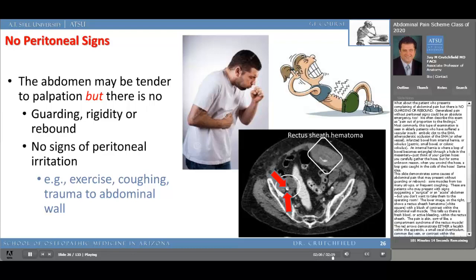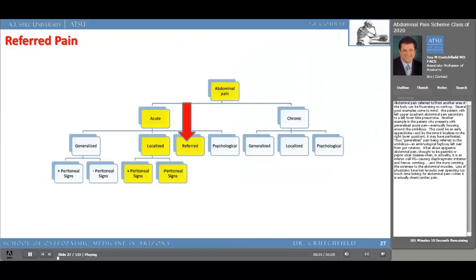For example, the patient with left upper quadrant abdominal pain secondary to a left lower lobe pneumonia. Another example is a patient who presents with generalized acute pain, eventually focusing around the umbilicus. This could be an early appendicitis, and by the time it localizes to the right lower quadrant, it may have perforated. Thus, generalized pain is referred to the umbilicus first, from an embryological highway left over from gut rotation.